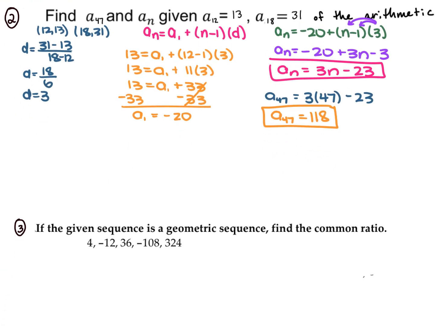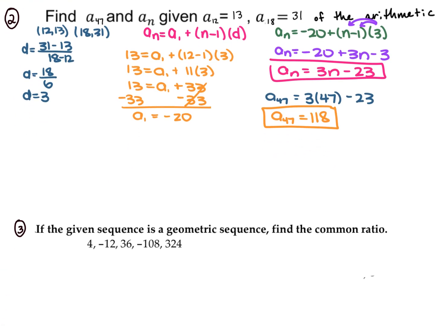For number 3, it tells you that you have this geometric sequence of 4, negative 12, 36, negative 108, 324. You're finding the common ratio from it. You remember geometric sequences have common ratios. It's what you're multiplying the first number by to get the second number. It's the common ratio, which means the same number gets multiplied by each of the terms to get the following.